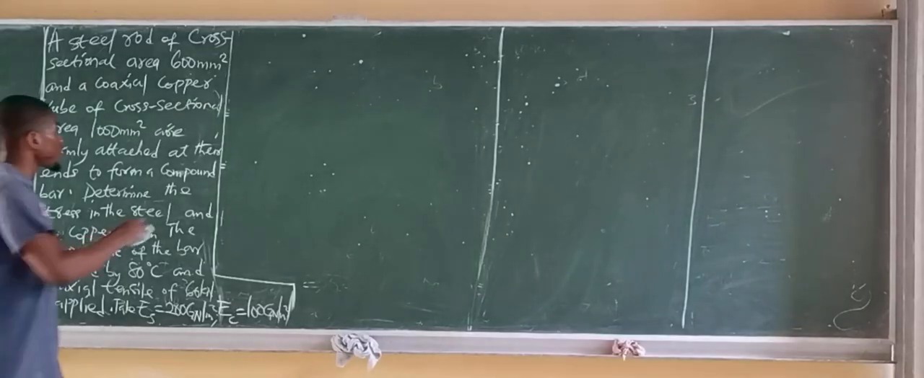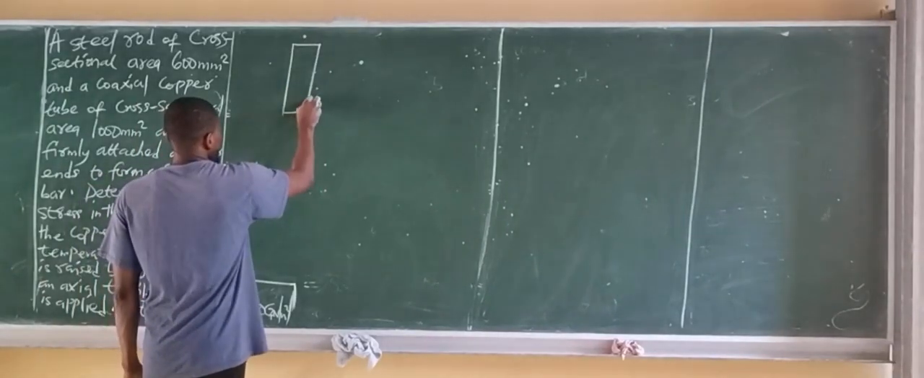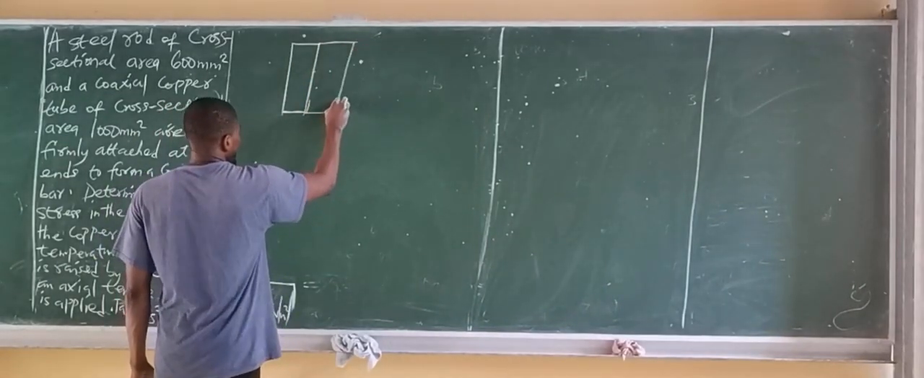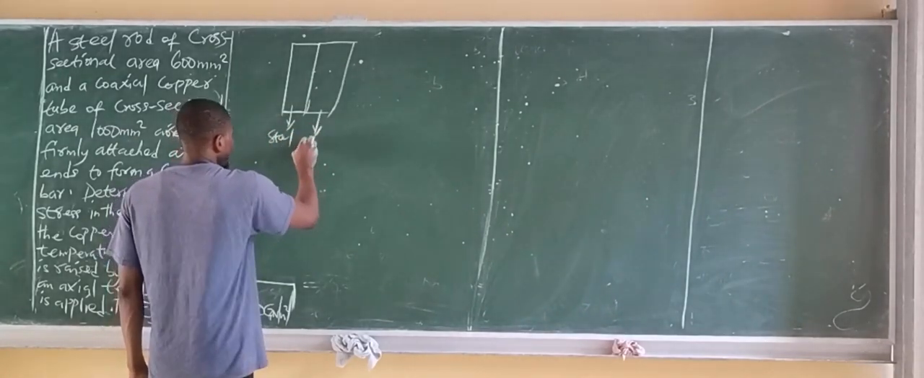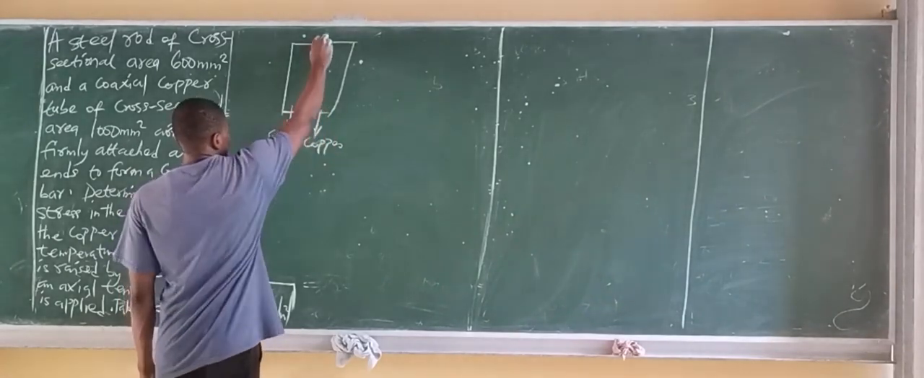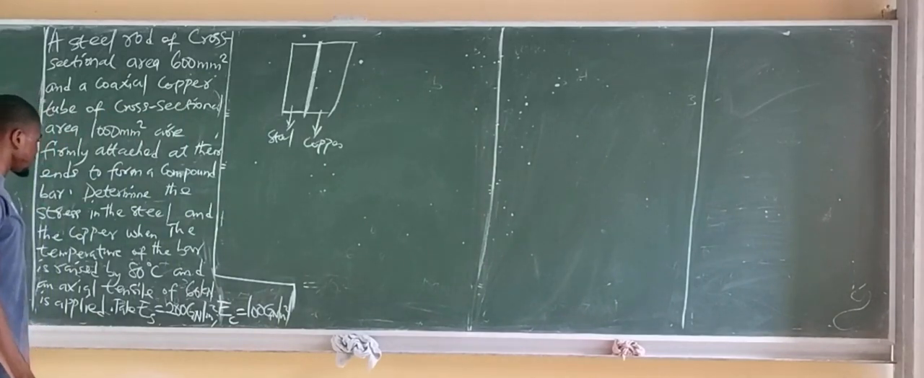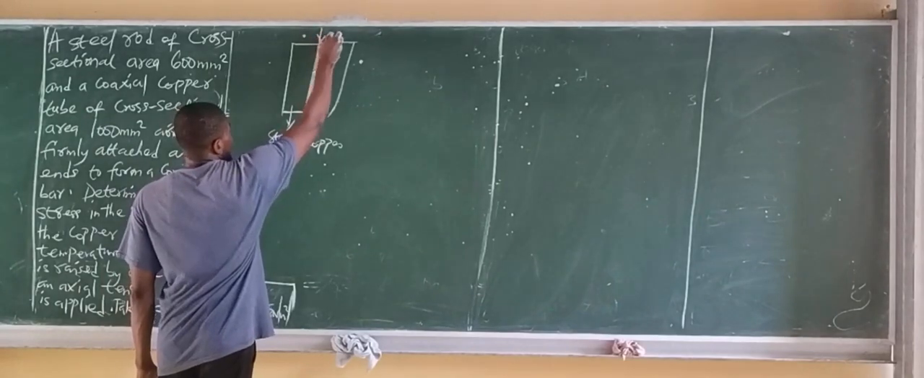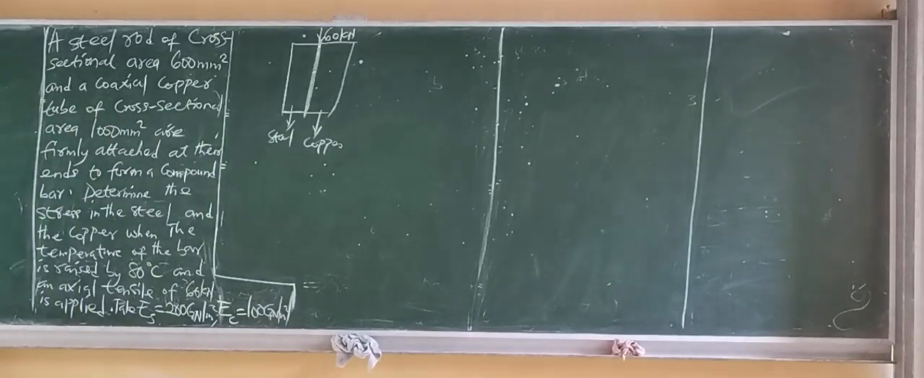Okay, so first of all, we can call this the steel bar, and then this can be the copper. So this is steel and this is the copper. The two of them actually form what is called a compound bar. So they are joined together at this point, and they carry an axial tensile load of 60 kilonewtons. So this can be likened to the diagram.